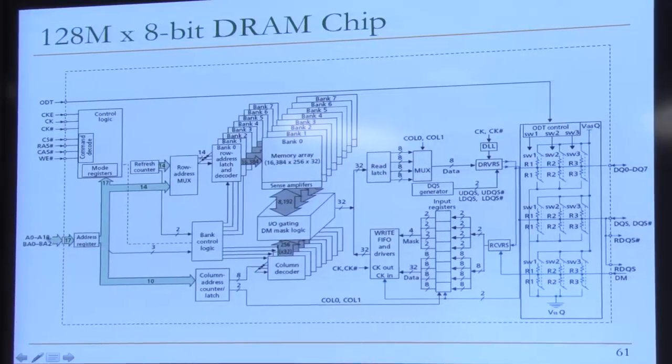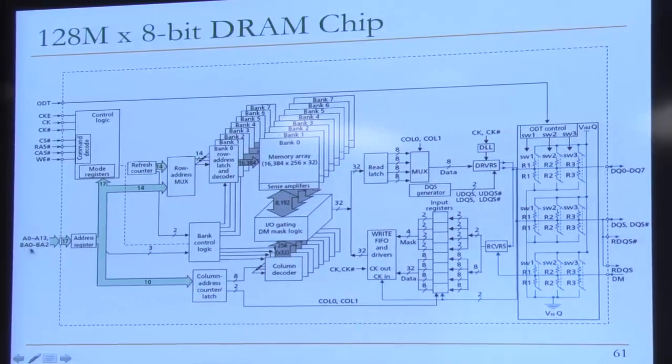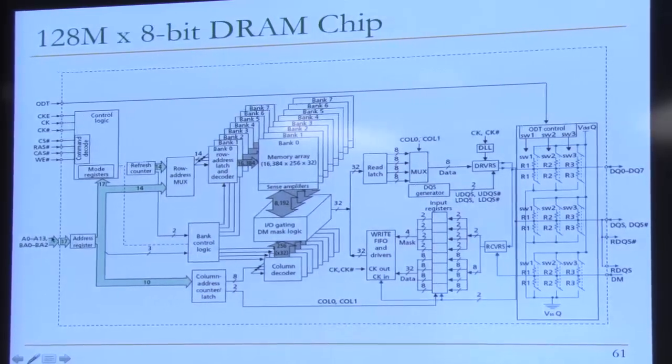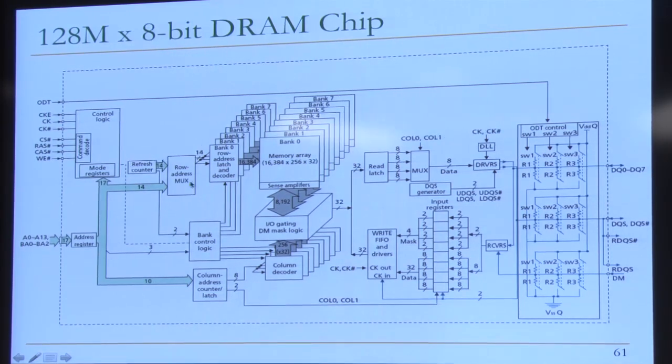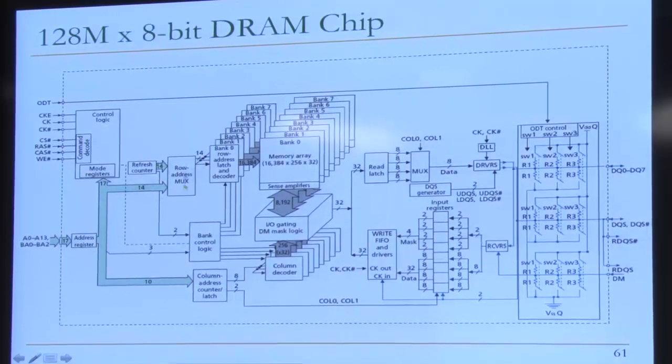Basically, here you need only, well, there's a bank address also, but you need only 14 bits for the row address and the column address together. Whereas if you needed to send both of them at the same time, you needed 24 bits, right? 24 pins. Modern DRAM, you actually need to pipeline the sending of the row address and the column address.